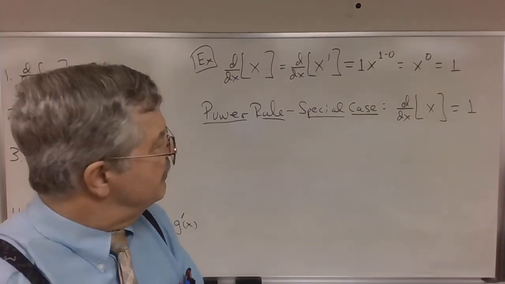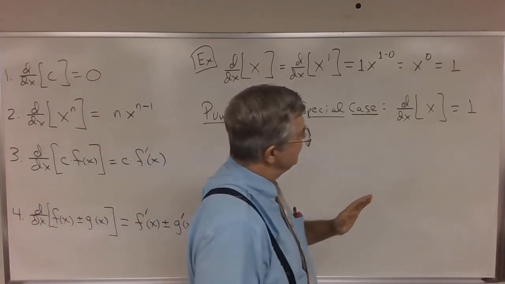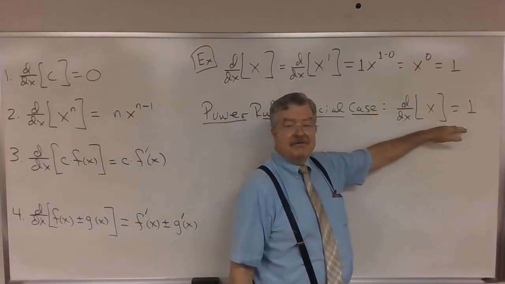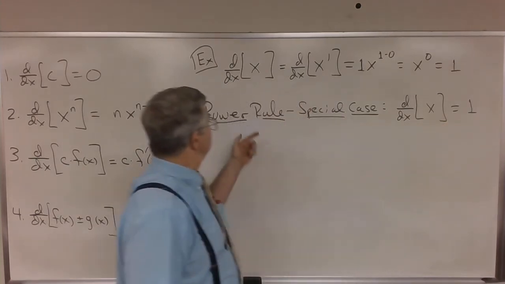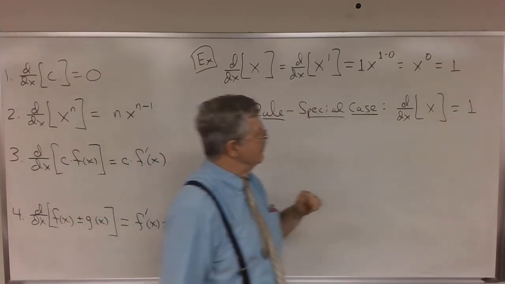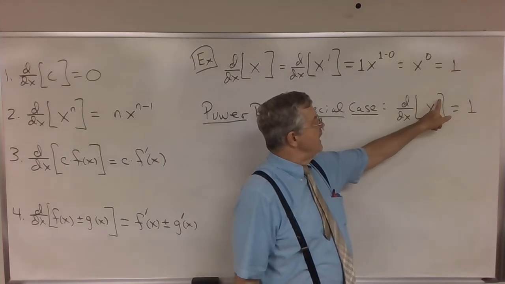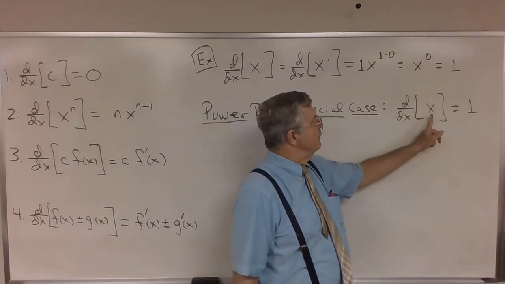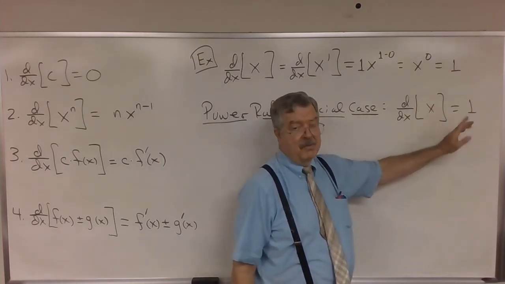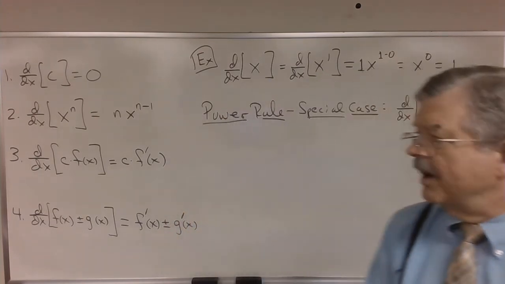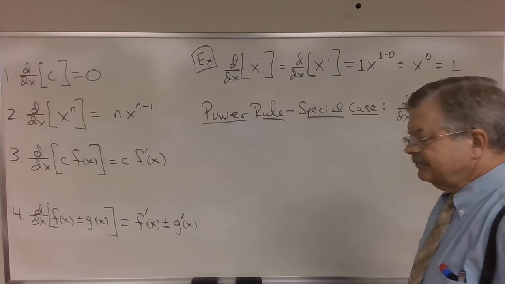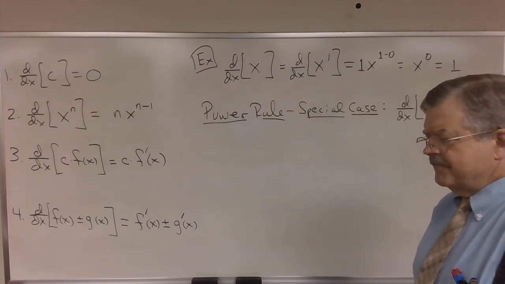So, just so that we make ourselves aware of this right now, this is a special case of the power rule, where the exponent happens to be 1. The derivative of x is 1. So we'll remember that. The derivative of x is 1.